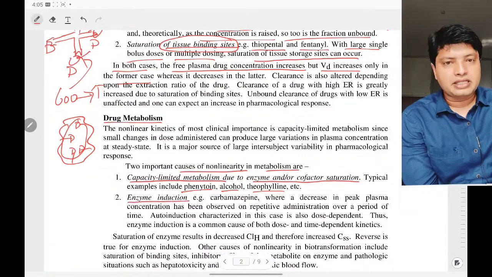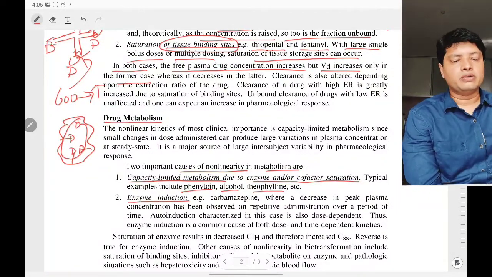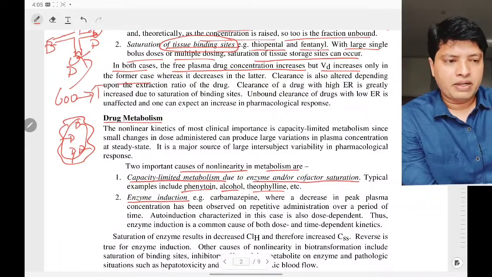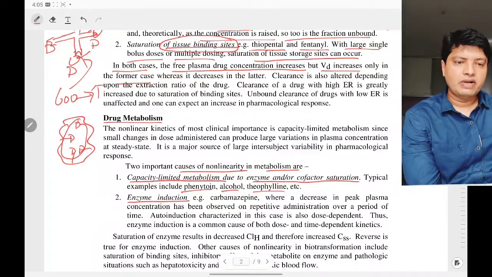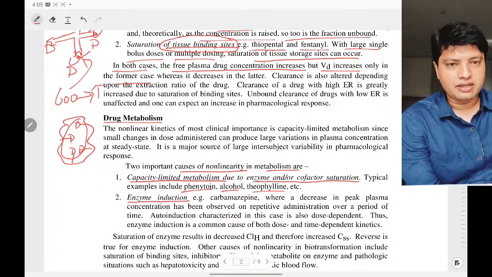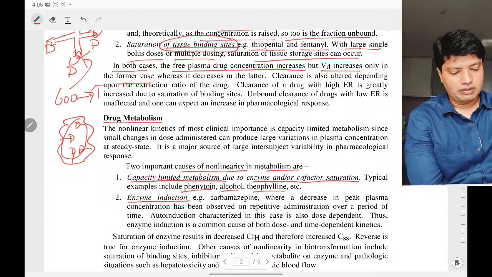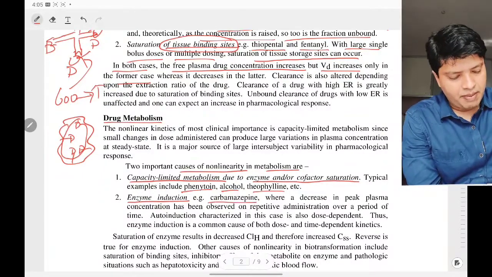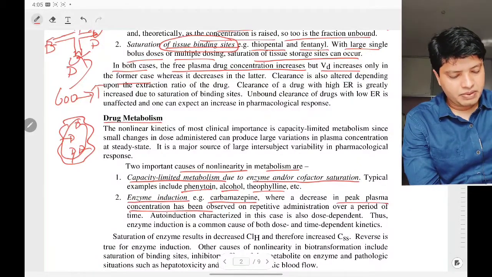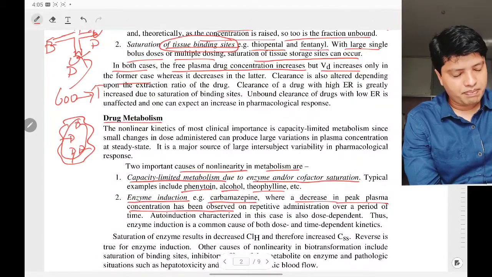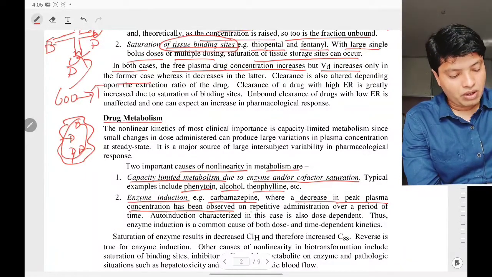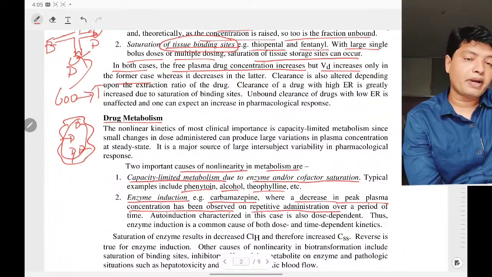Next is enzyme induction. Some drugs are auto-induced. If you keep on giving some drug to the patient, at a particular time this drug will induce its own enzyme, which will destroy it. It will induce its own metabolism. An example is carbamazepine. A decrease in the peak plasma concentration of carbamazepine has been observed on repetitive administration over a period of time.